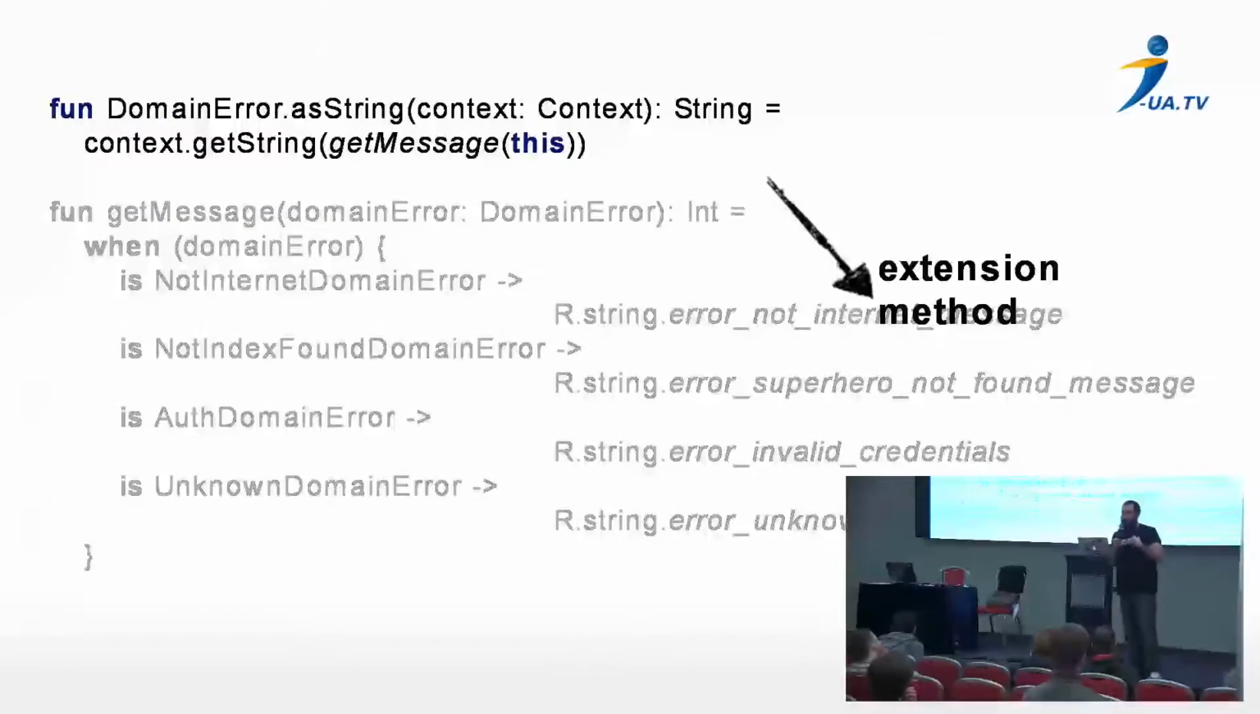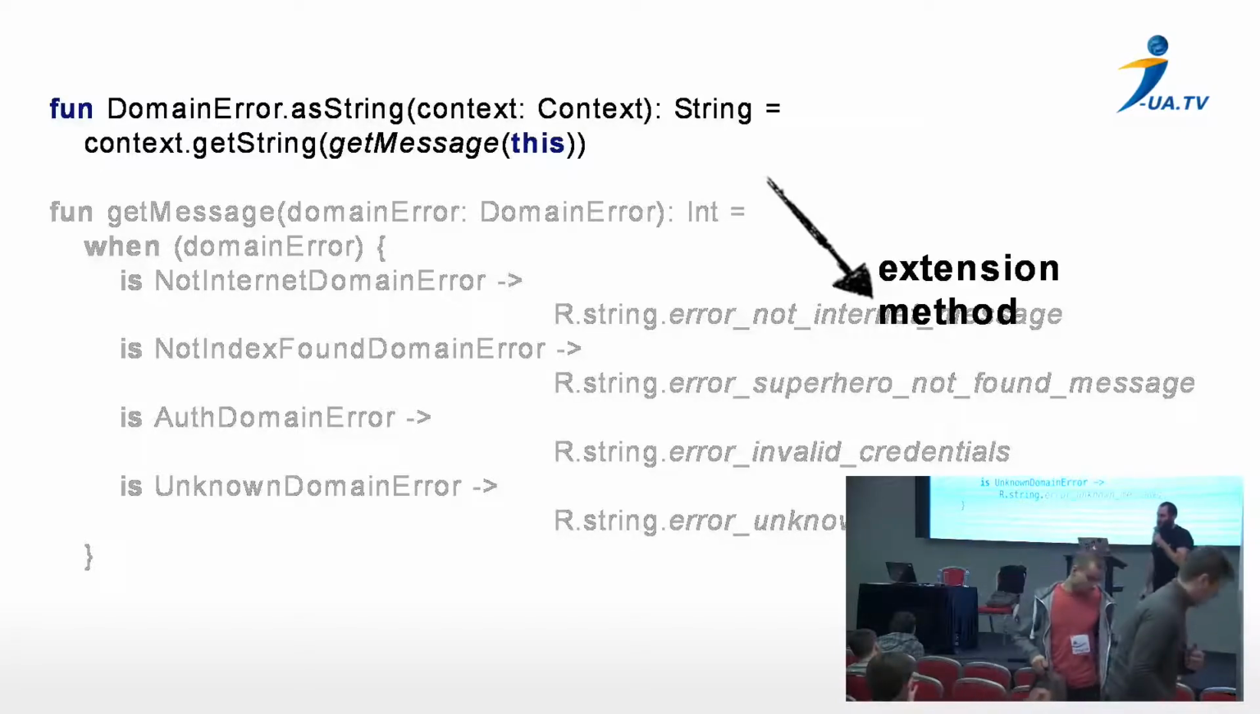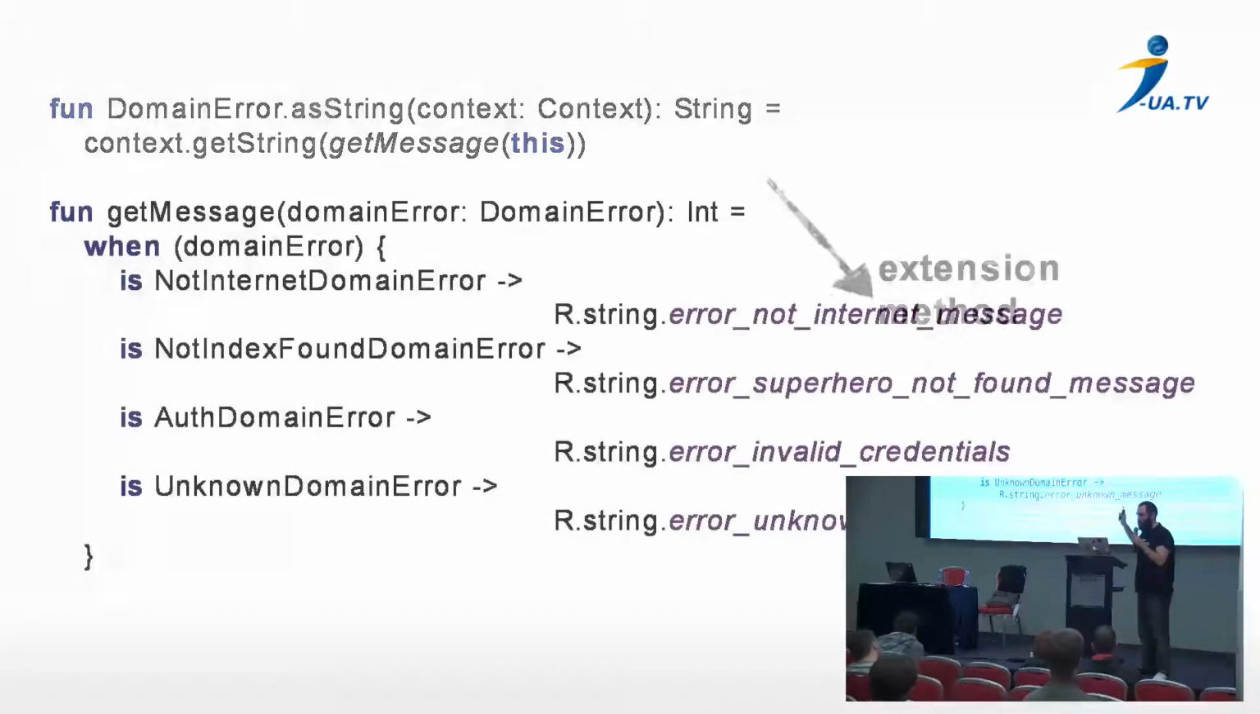In my UI layer, I'm saying, okay, domain error. I'm going to create only for UI an extension method, called as string, that receives a context and returns the context's get string for the message. And the message that I'm using is this method that is a when that returns an int. But this one is really, really, really peculiar.